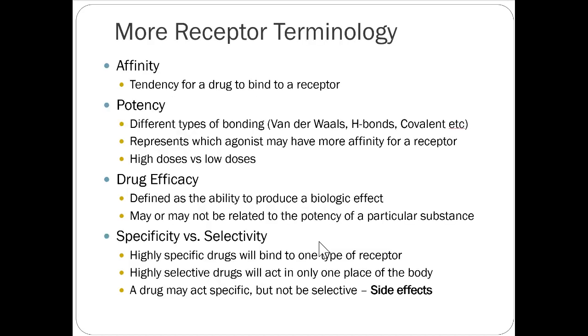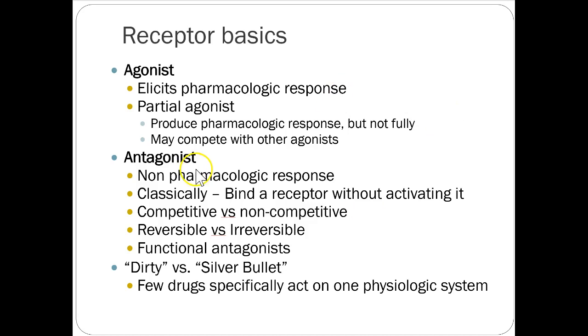A couple more terms just to touch on briefly. Affinity is the tendency for a drug to bind to a receptor. So when I say something has really high affinity for a receptor, it means it's very likely to bind to that. So a good example, I'll go back really quickly and just point out partial agonist here.